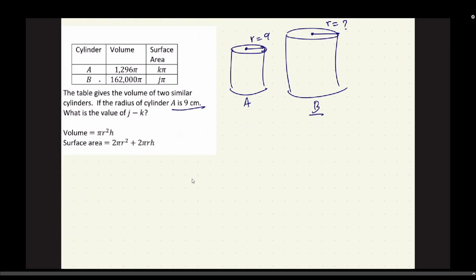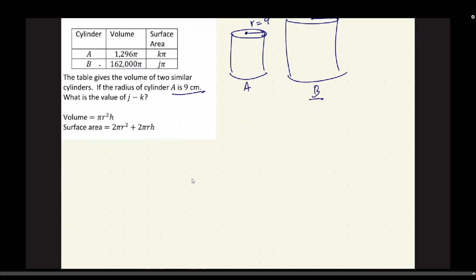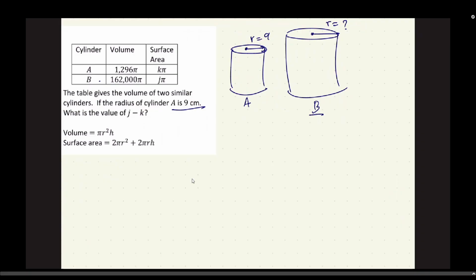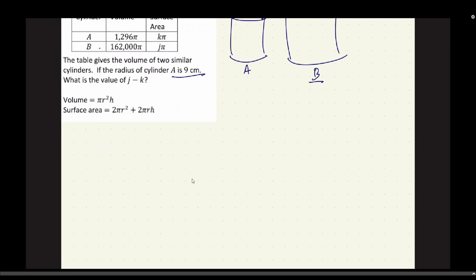So the key to realize here is that we have to set up a proportion to find the scale factors between these two cylinders. And then once we know the scale factor between these two cylinders, we can find the surface area that way and subtract them. So what am I talking about? If we set up a proportion between cylinder B and cylinder A, since we know that cylinder B is the one with a larger volume, it's going to have either a larger radius or a larger height. So let's find a proportion between these two cylinders.